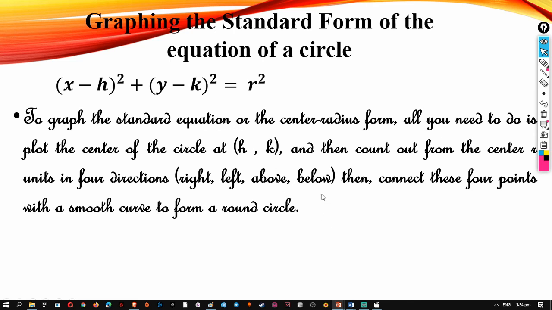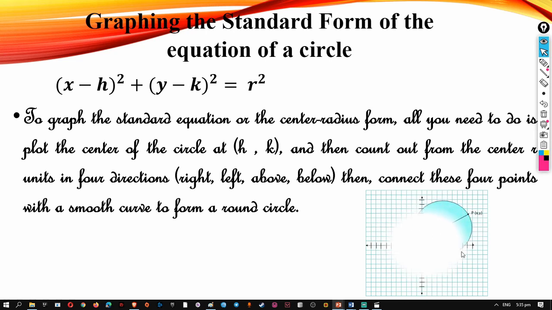So, magsisimula muna kayong i-plot yung center ng circle. Then, count. So, from the center, count out in 4 directions. So, ito yung 4 directions. Right, left, above, below. Then, connect these 4 points. Example. Ayan. So, yung h, k niya ay nasa 1, 2, 3, 4. And then, 1, 2, 3, 4. Okay. So, nasa 4, 4 siya.